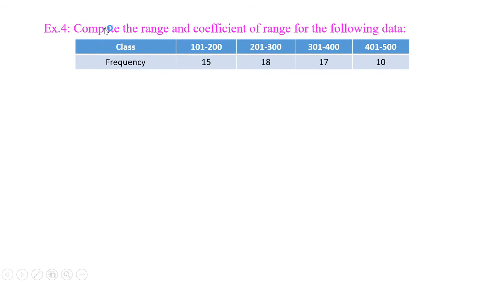Example number 4. Compute the range and coefficient of range from the following data. Classes 101 to 200, 201 to 300, 301 to 400 and 401 to 500. Frequency 15, 18, 17, 10. So here it is easy to find the observations and the frequency, because the class and frequency are mentioned.